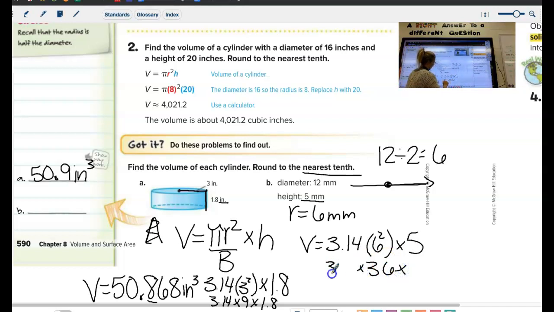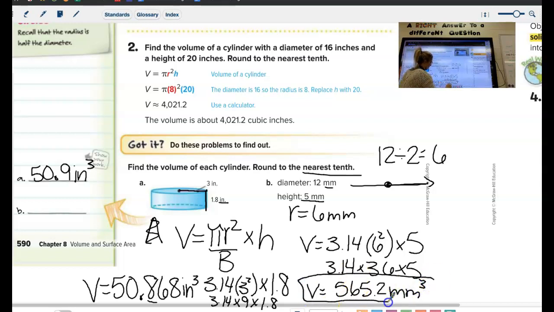And then we still have all of this. I'm going to type it all into my calculator in one step. And I got the volume to be 565 and 2 tenths, and I'm going to label it millimeters cubed. And I don't have to round because it's already in the tenths place. So that is my final answer.